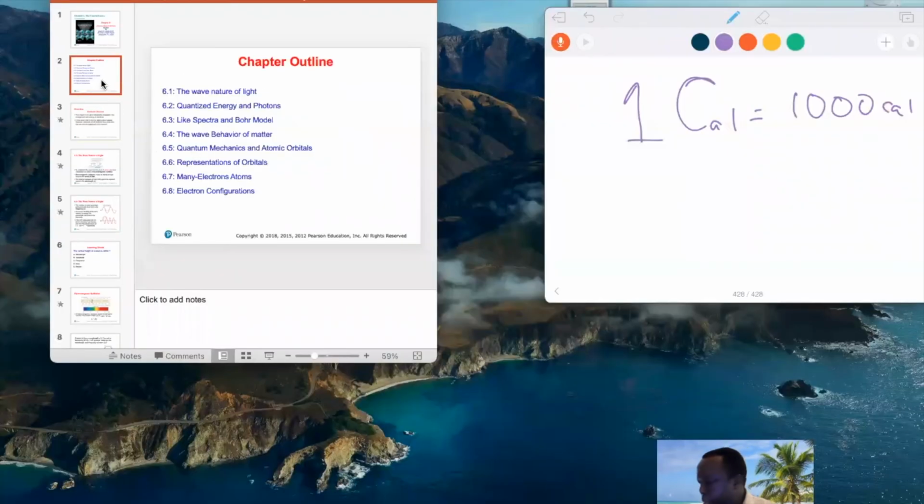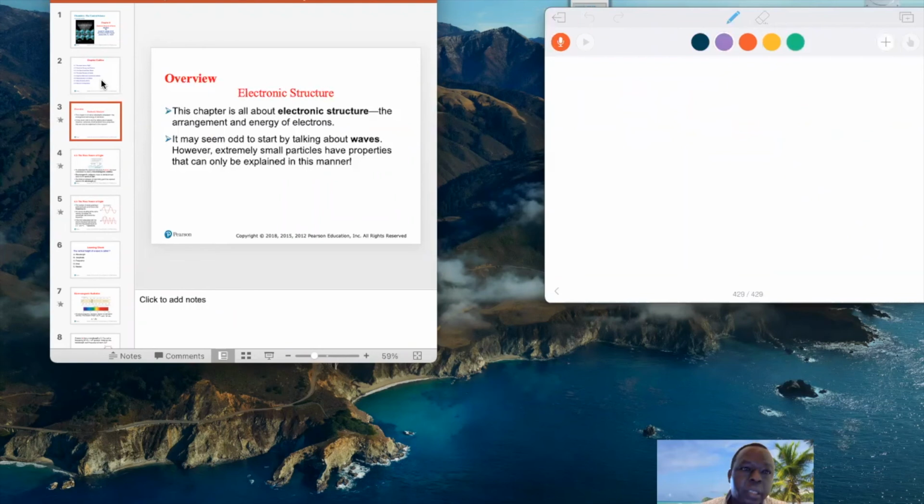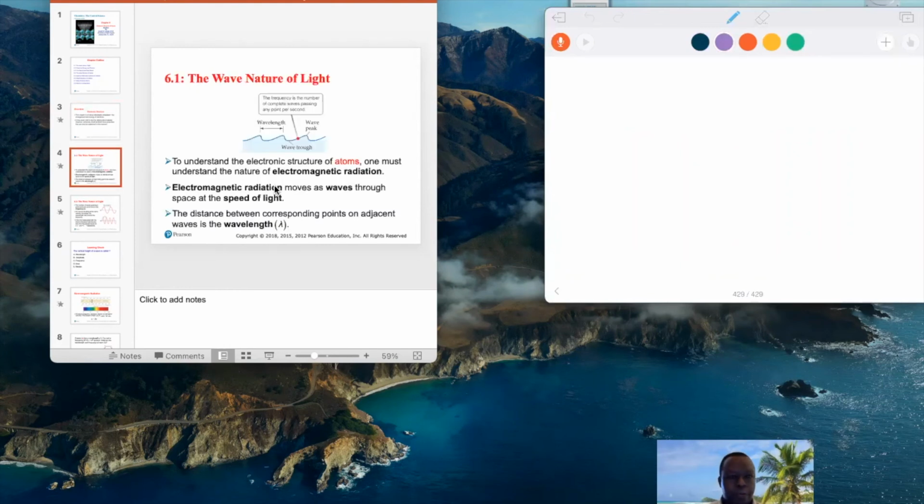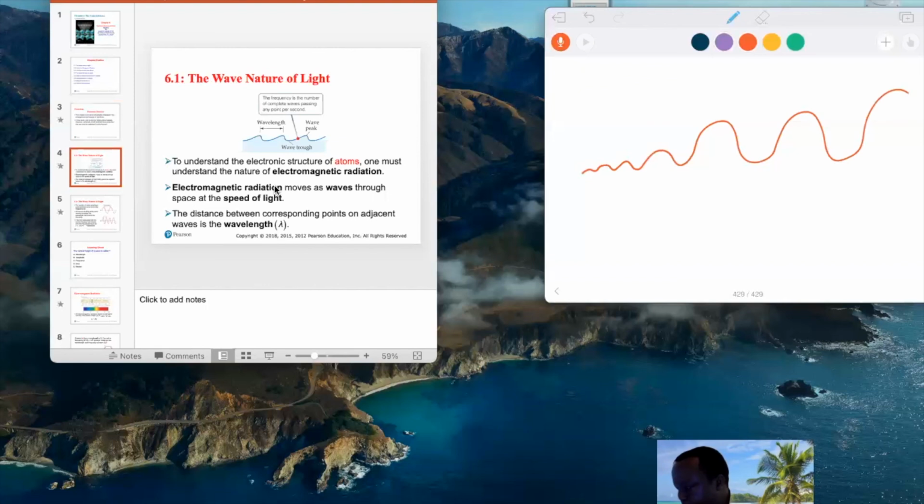I wanted to say that light has two properties. Before we look at the electronic structure, we need to understand the nature of light, that it is like a wave. We know what a wave is. And I'm going to just show you something. Electromagnetic radiation. This is a wave, right?